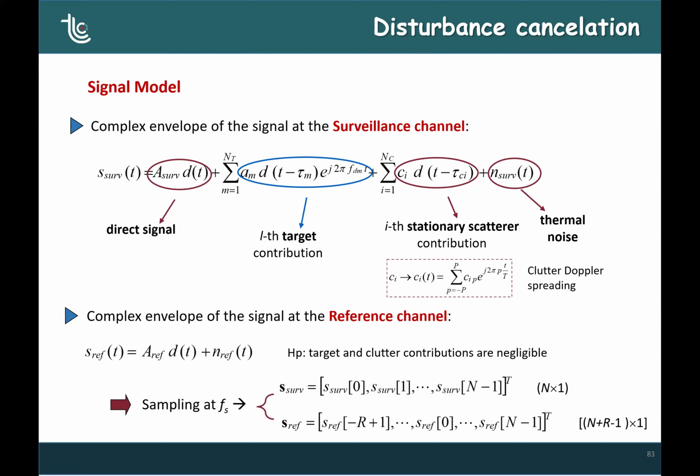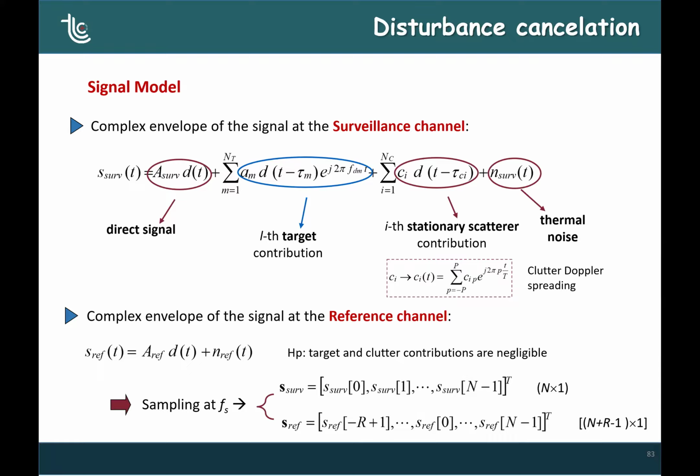We have seen yesterday that actually the direct path to signal power ratio can be 100 dB. So that means that the direct signal is very strong in the surveillance signal. Okay. And we need to cancel it before any building of the ambiguity function. Then let's look at what we have in the reference channel.